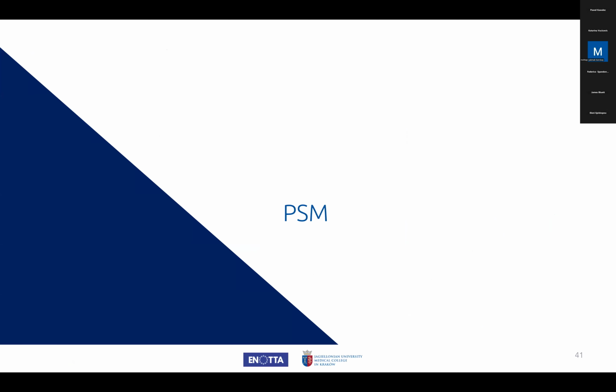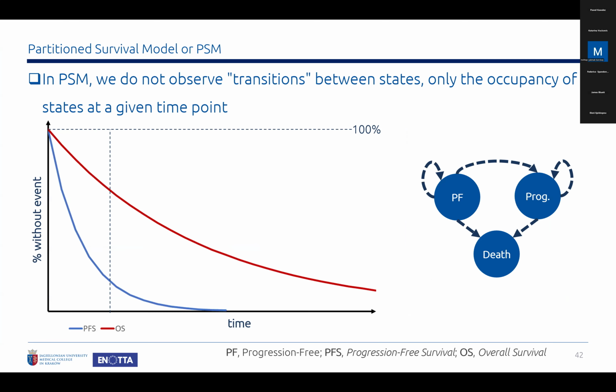And the last type of model I would like to present is the partitioned survival model. Instead of tracking transitions, this model looks at how many people are in each state at a given time point. It's often used in cancer studies to compare overall survival, which is the number of patients alive, and progression-free survival, which is the number of patients alive without disease worsening, disease progressed.